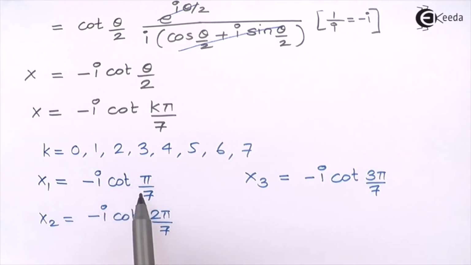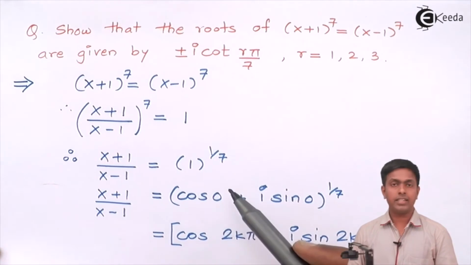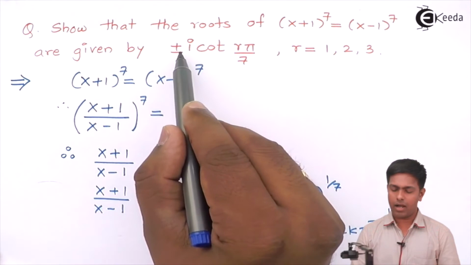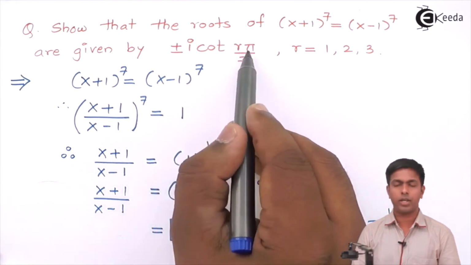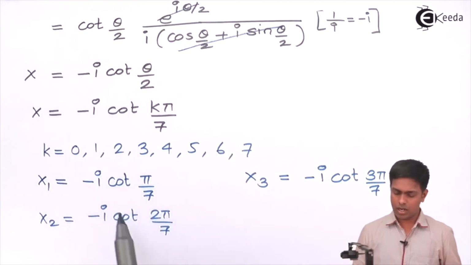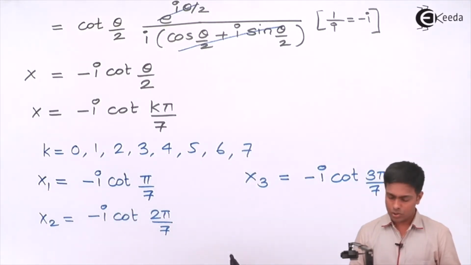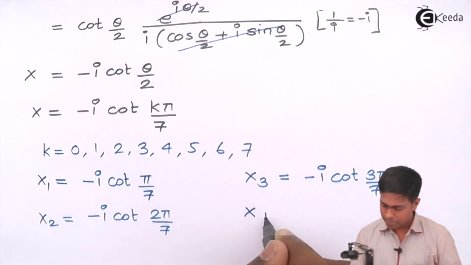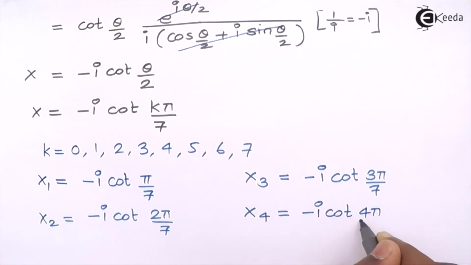So guys, if you see these three roots and compare them with our solution, then here when you put r as 1, 2, 3, you will get i cot pi by 7, i cot 2 pi by 7, i cot 3 pi by 7, plus and minus. So out of that, the three negative roots are already covered. Now we have to bring the remaining three positive roots. So I'll put k equal to 4. So that will become x4, which is negative i cot of 4 pi by 7.